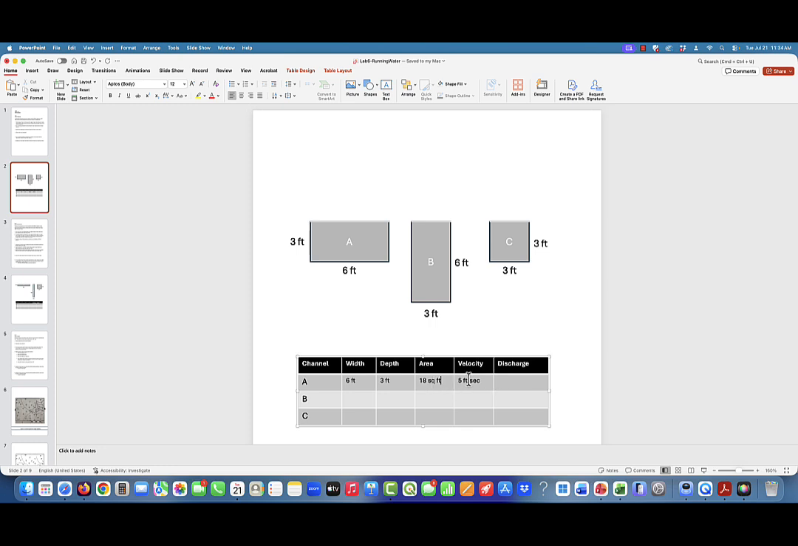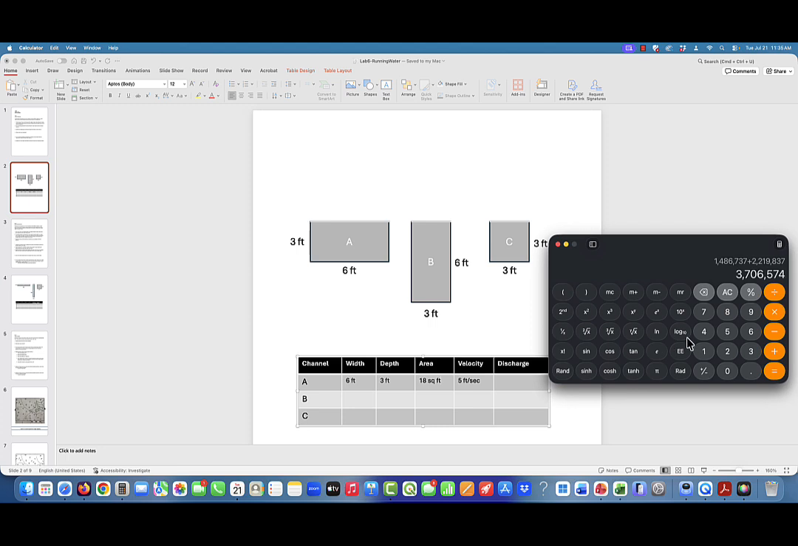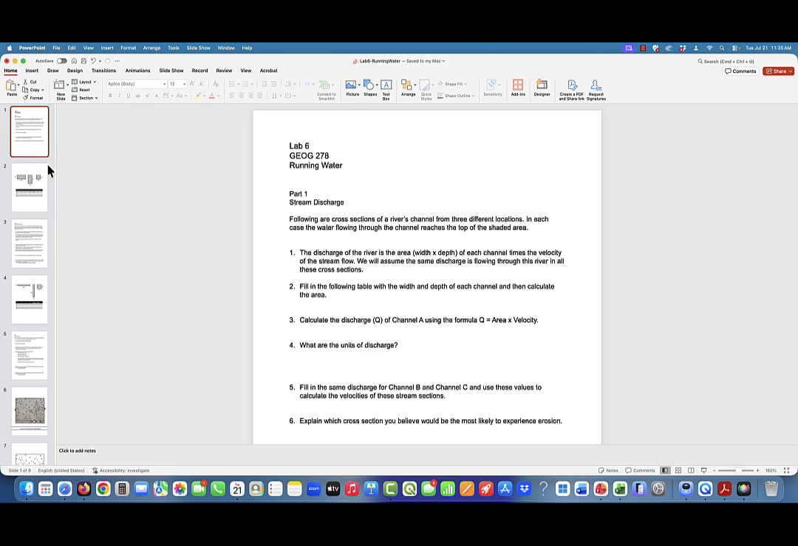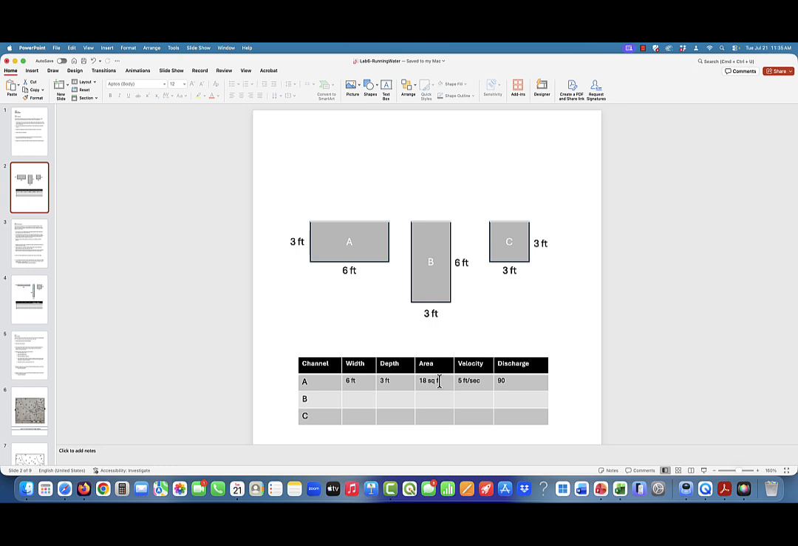So now we have 18 square feet, and you're given the velocity of 5 feet per second. So if we just multiply 18 times 5, we get 90, and that is the discharge. And one of the things it asks you here is what units the discharge are in. So we multiplied feet squared times feet per second. So we should get cubic feet on top, and then seconds on the bottom.